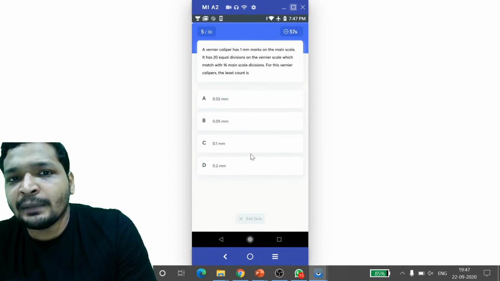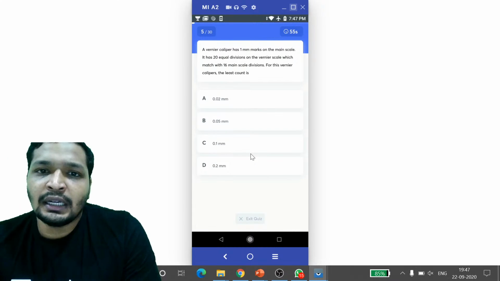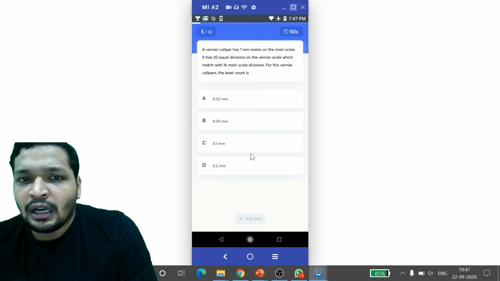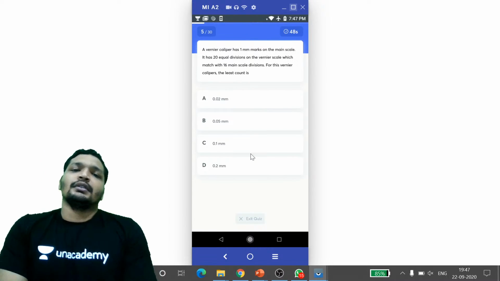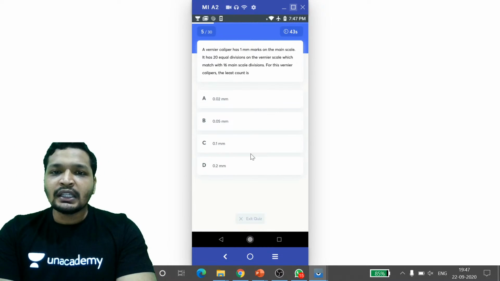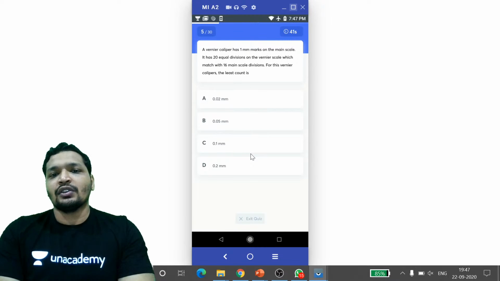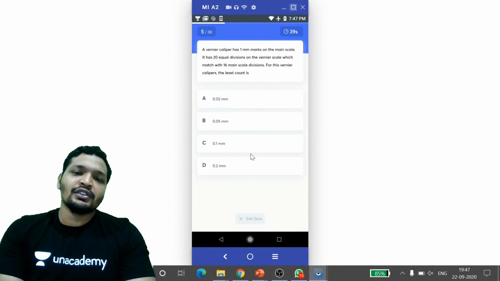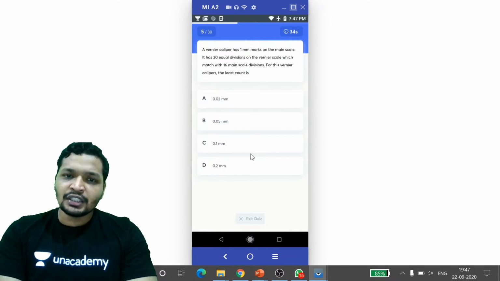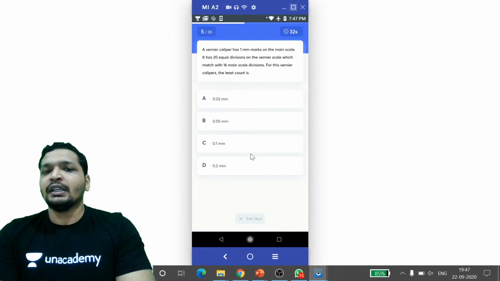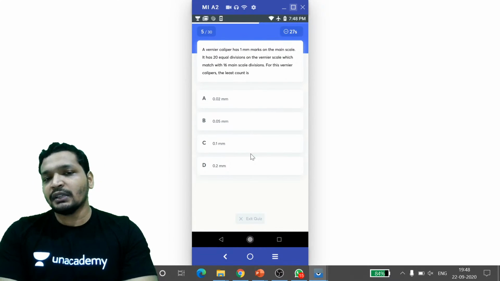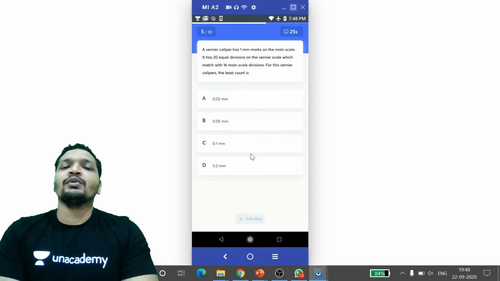Okay. A vernier calipers has 1 mm marks on the main scale and has 20 divisions on the vernier scale. This is a previous year JEE Advanced question, I believe. How do you do this? You will find out one vernier scale division. If 20 vernier scale divisions are equal to 16 main scale divisions, that means one vernier scale division is how much? 16 by 20 main scale division, which is 16 by 20 mm. One main scale division minus one vernier scale division would give you the least count.